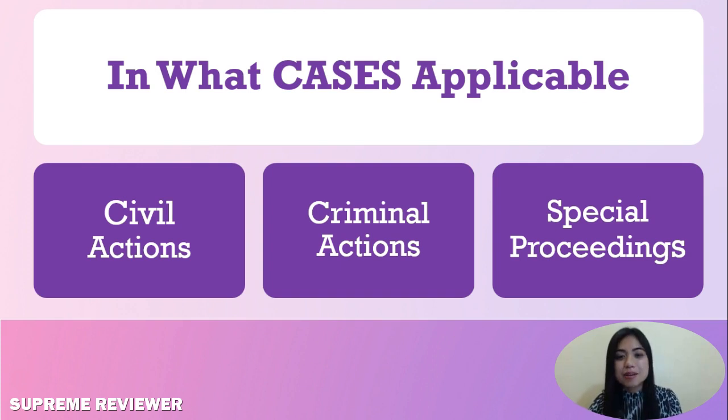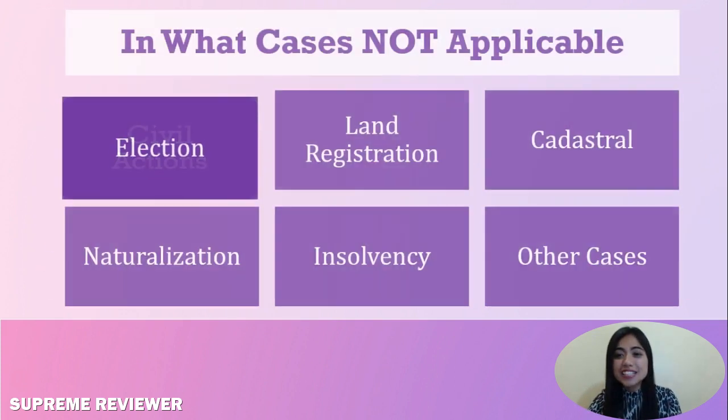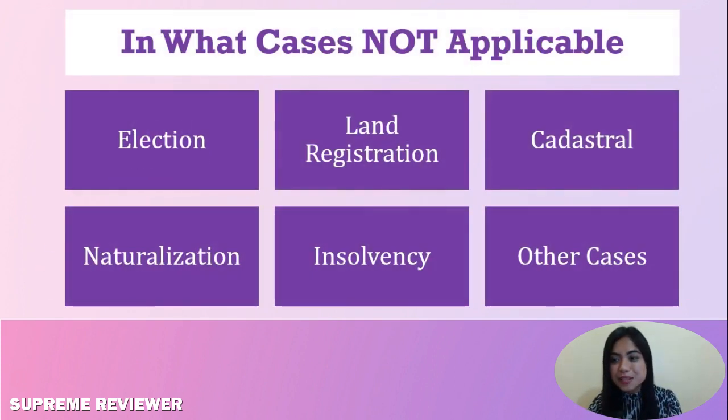action. A criminal action is one by which the state prosecutes a person for an act or omission punishable by law. A special proceeding is a remedy by which a party seeks to establish a status, a right, or a particular fact. In what cases not applicable?